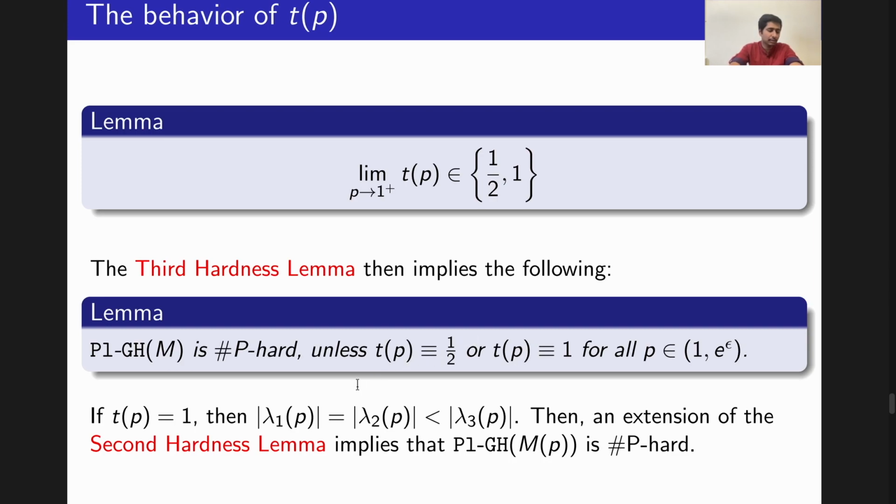And it also can be shown that if T of P is in fact the constant 1 function, then using the second hardness lemma, we can show that planar GH of M of P is sharply hard. And since planar GH of M of P reduces to planar GH of M, that also implies the hardness of planar GH of M. Therefore, all we need to worry about is the case where T of P is the constant 1/2 function.